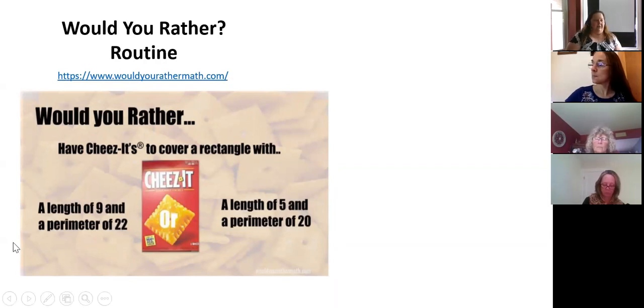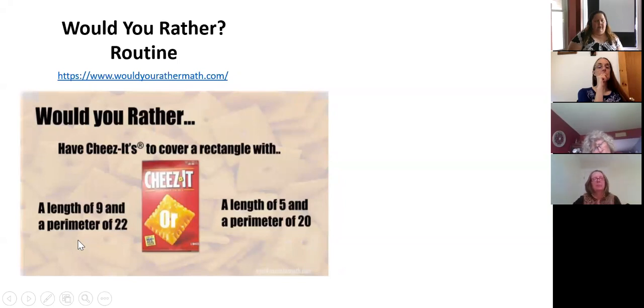So when we think about this problem, would you rather have Cheez-Its to cover a rectangle with a length of 9 and a perimeter of 22? So we start thinking about some area models and the perimeter is 22. If one side is 9, that makes it a 9 by 2 rectangle.